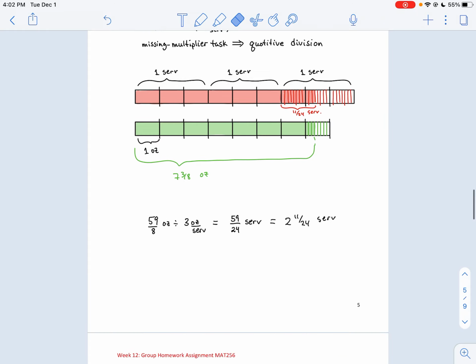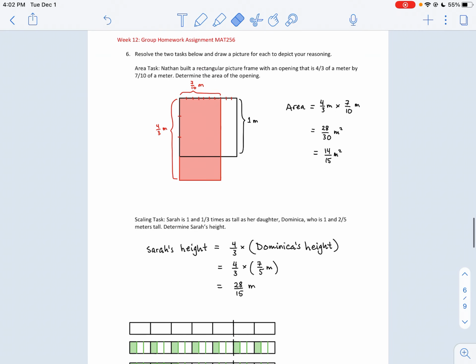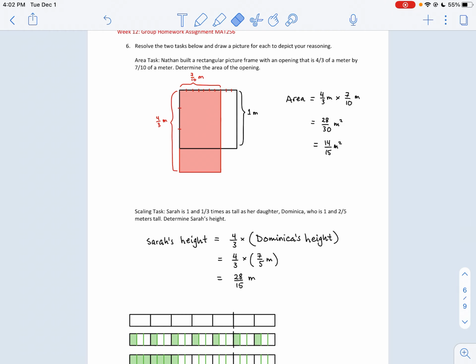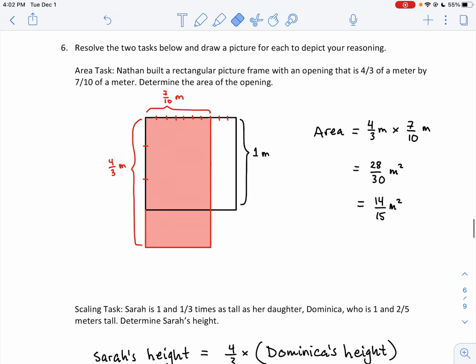Let me erase that. Okay. Anyway, our answer is 2 and 11/24 servings, or 59/24 servings. Number 6, resolve the 2 tasks below and draw a picture for each to depict your reasoning.